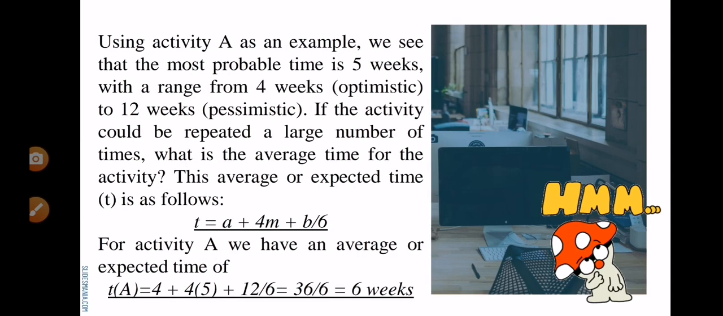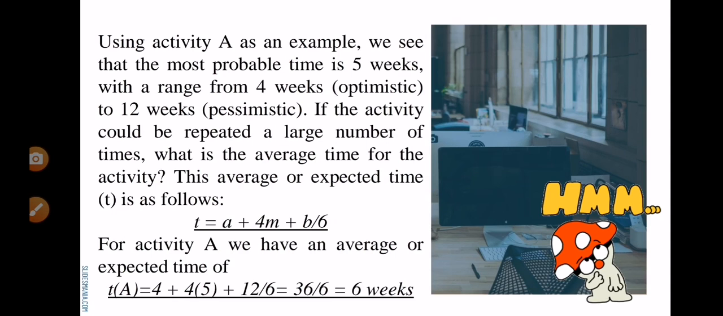So using activity A as an example, we see that the most probable time is 5 weeks, with a range from 4 weeks, which is our optimistic time, to 12 weeks, which is the pessimistic time. If the activity could be repeated a large number of times, what is the average time for the activity? This average or expected time is computed as follows: T is equal to A plus 4M plus B over 6.